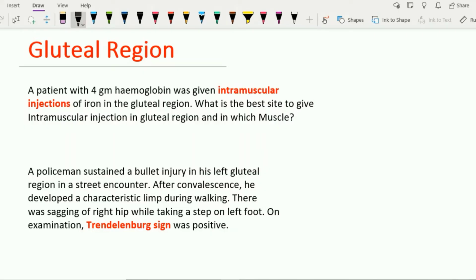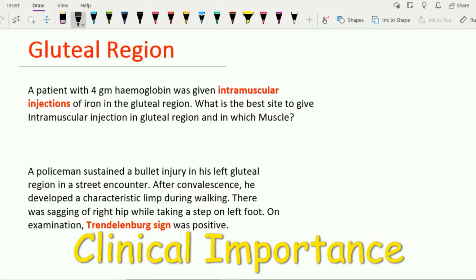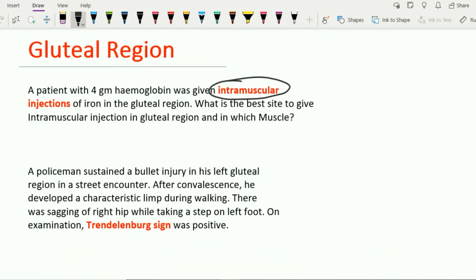Hello friends, let's see the anatomy of the gluteal region. In the gluteal region, we have two very important clinical aspects, and one of them is the intramuscular injections which are given in the gluteal region. So we should know the site of the intramuscular injections and in which muscle we should give them.